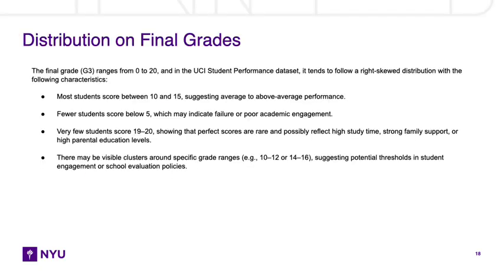As stated, most students scored between 10 and 15, suggesting an average to above average performance. Fewer students score below 5, which indicates failure or poor academic engagement. Very few students scored 19 to 20, showing that perfect scores are rare and possibly reflect high study time, strong family support, or high parental education levels.